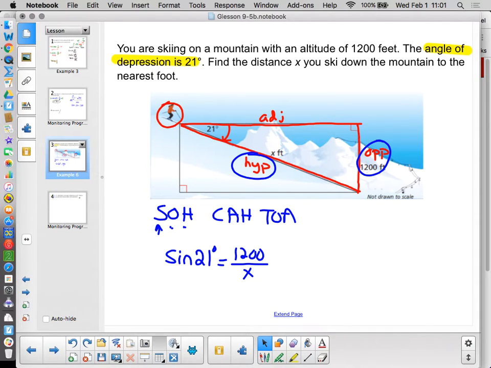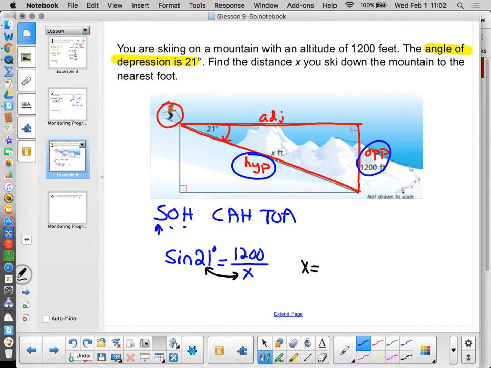We've seen this before where the x is in the denominator of my ratio. And if you recall, what we have to do technically is multiply both sides by x and divide by sine 21. But the result of it is essentially swapping these two values. So we can kind of shortcut the whole multiplying and dividing thing and just go ahead and do the swap and rewrite x equals 1,200 divided by the sine of 21.